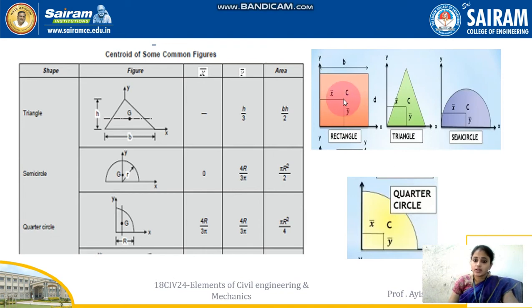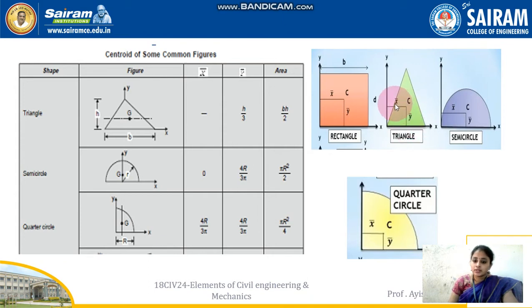So in the rectangle, the center point they are taking here as C and the respective centroid distances x bar and y bar. So x bar is equal to b by 2, y bar is equal to d by 2 and the area of the rectangle is b into t, right? So for triangle, half into BH. So x bar and y bar again they are taking.